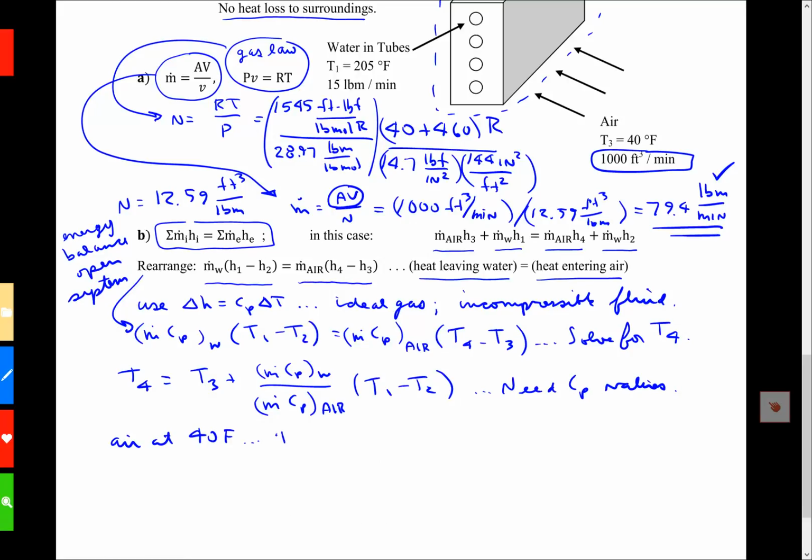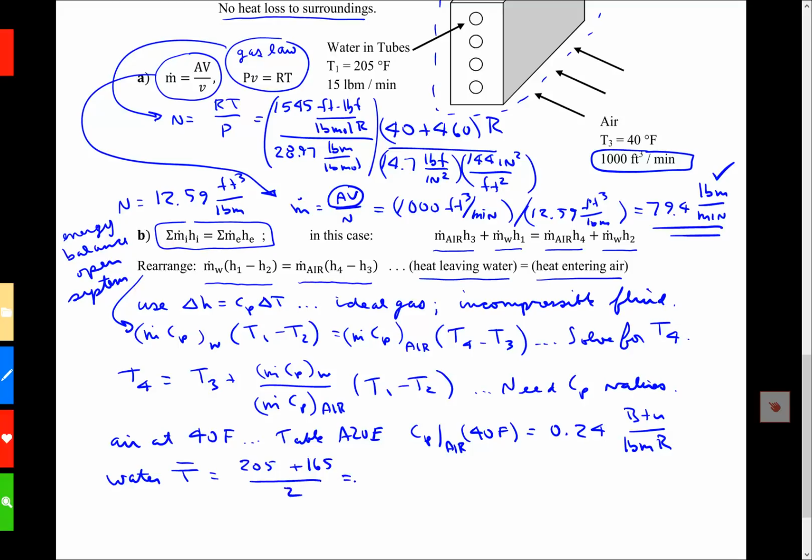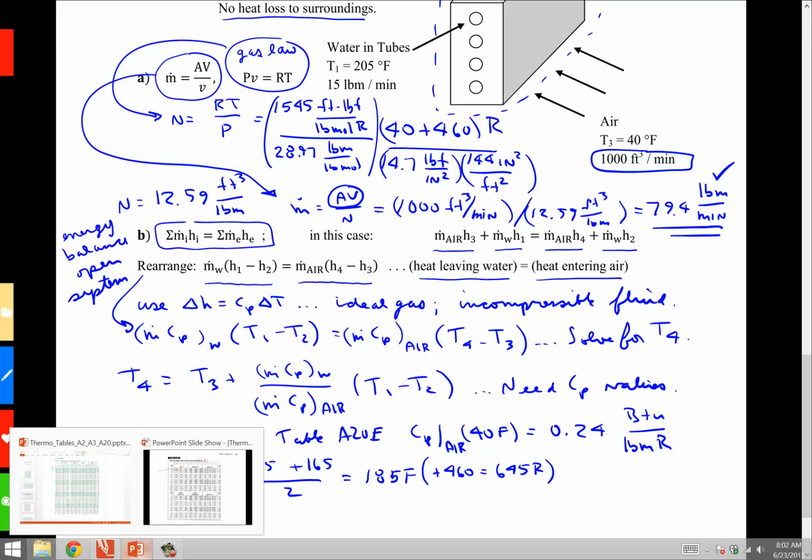We've got from table A20E in this case, from a particular book, we found Cp for the air at 40 Fahrenheit to be 0.24, and the units were BTUs per pound mass per Rankine. All right, for the water, we have two temperatures. I'm going to find average temperature, T bar. The inlet was 205. The outlet is 165. So the average of those two is 185 F, and that's where I want to go to find the specific heat. It turns out that my table is in Rankine, so I'm going to add 460 to get 645 Rankine. So let me go find a table for water values.